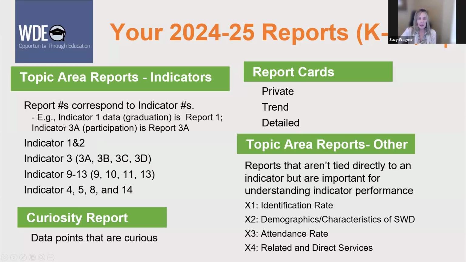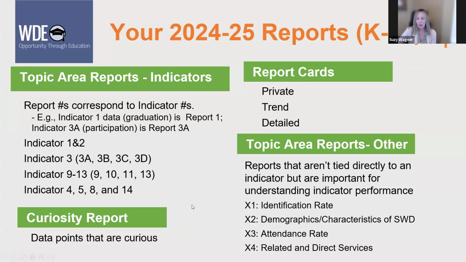You'll want to download each of these three. So we have several indicator reports. The indicator reports are organized by numbers. So if you see report 1, it's indicator 1. Report 3, it's indicator 3. We did that last year. Hopefully that helps a little bit in terms of finding the right report.